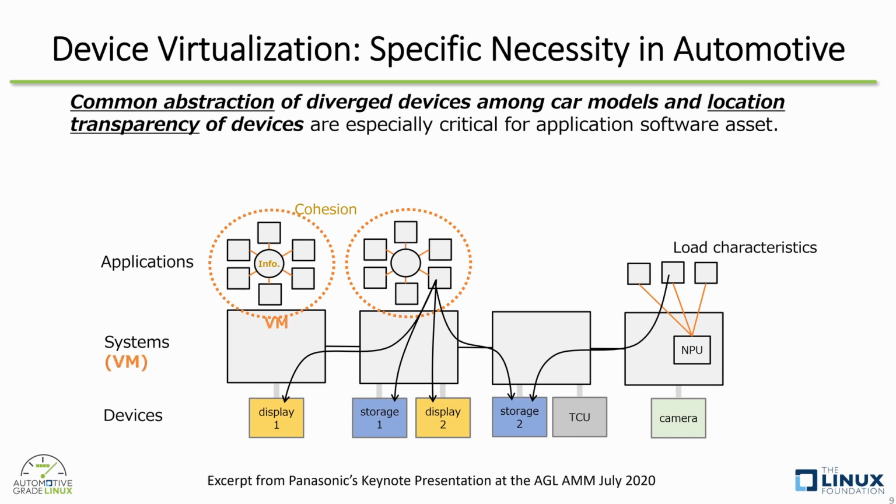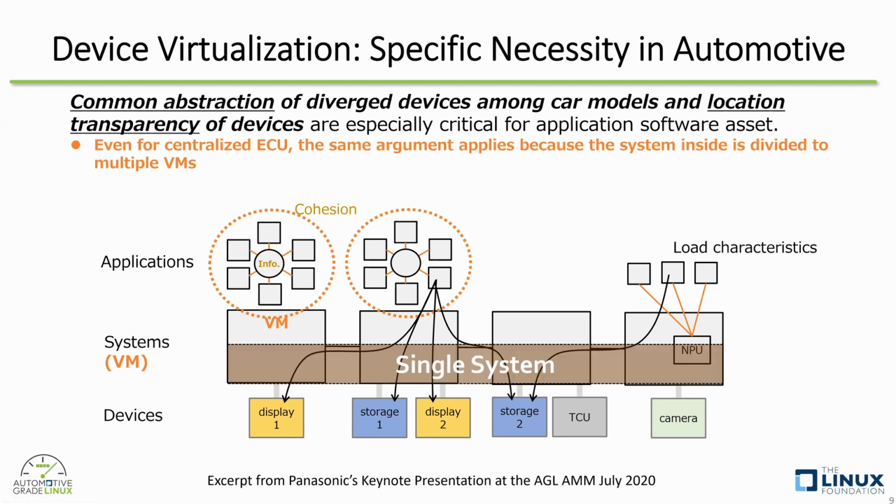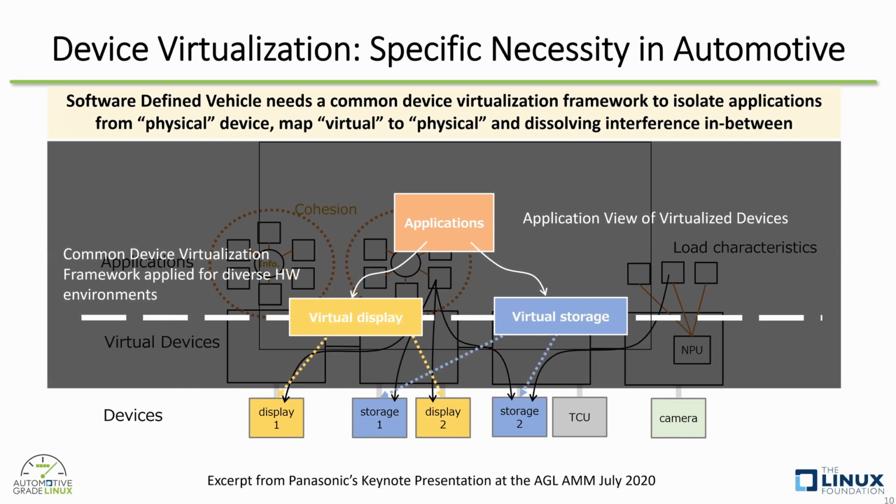So when considering the centralized architecture, the same necessity is still there, because even a single centralized system still consists of multiple virtual machines. And as shown in this figure, it is logically quite similar to the multi-ECU system.